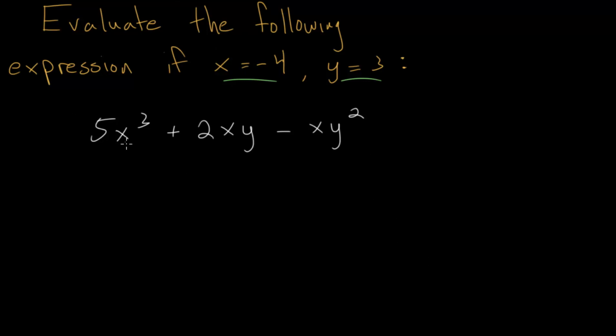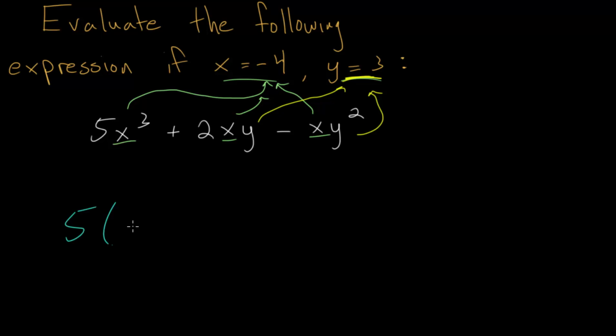Now, when evaluating expressions, we are essentially substituting what we know the variable is equal to into this expression here. For instance, x right here, this is really -4, so we will replace that. Same with this x here and this x here. Now, y we know is 3, so anywhere we see a y, we will replace it with +3. So let's go through and plug everything in.